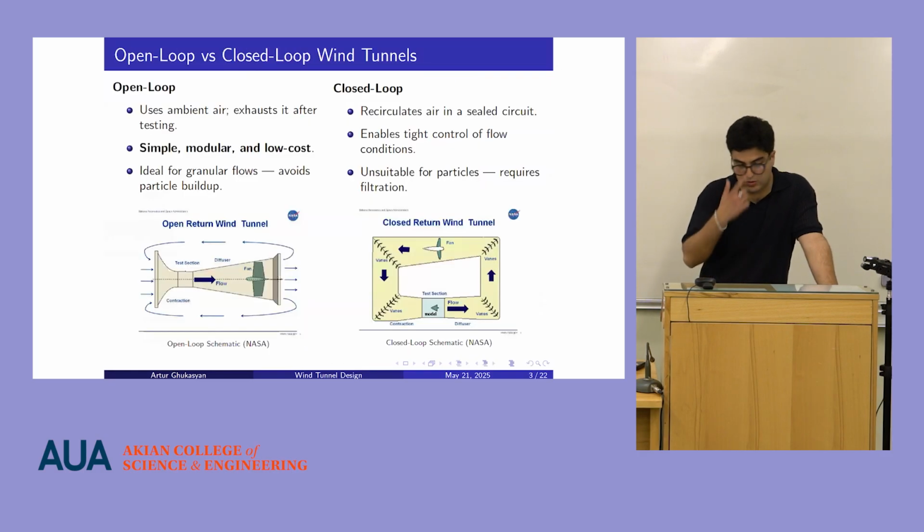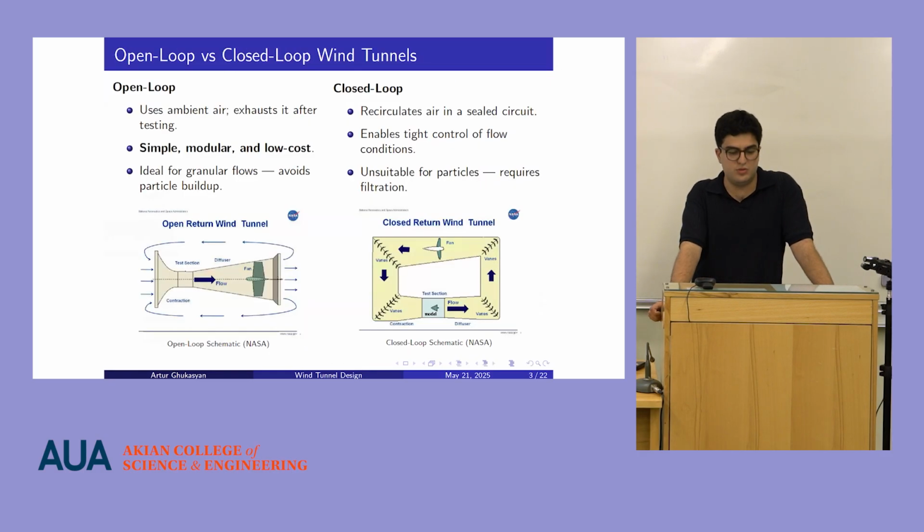Moving on, tunnels can be classified into two general categories: open loop tunnels and closed loop tunnels. Open loop tunnels use ambient air. They exhaust it after testing. They are more simple, modular, and cost much less. And for our purpose of granular flow simulations, it's perfect and it avoids particle buildup.